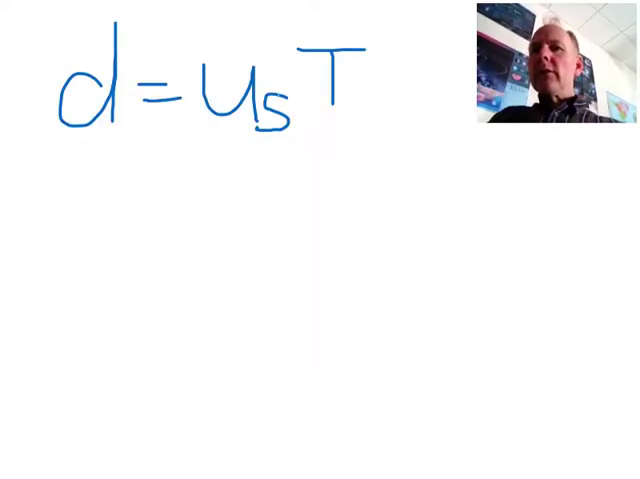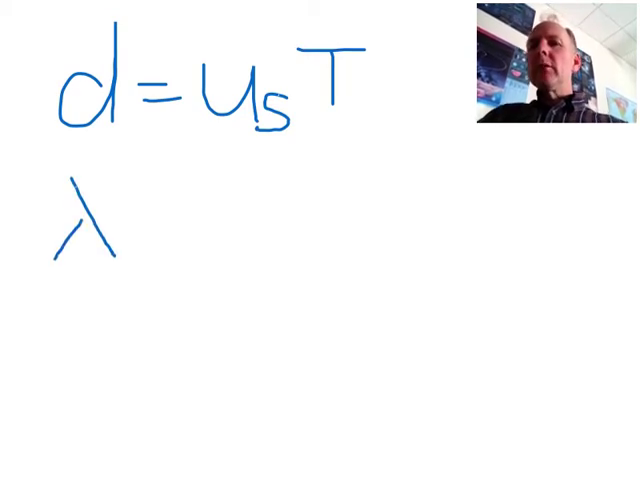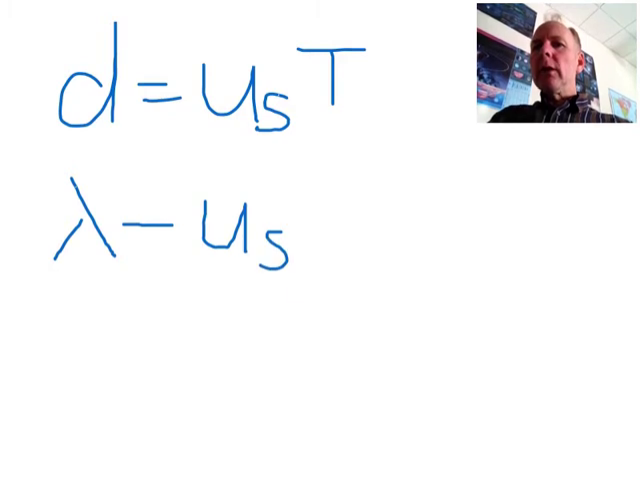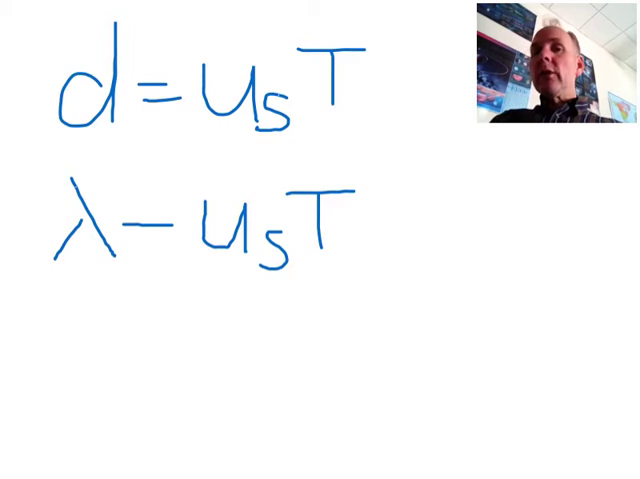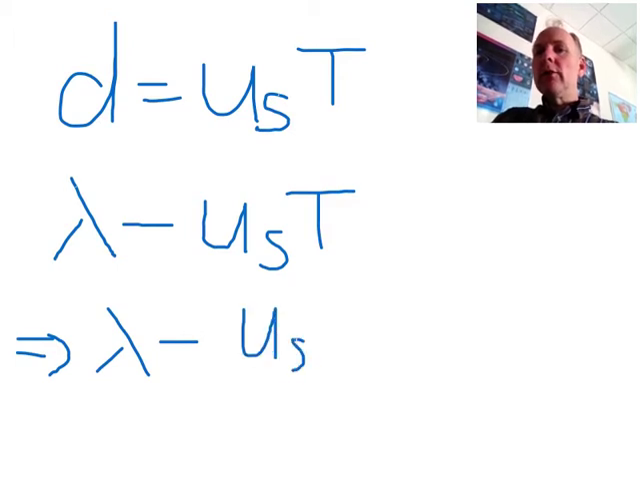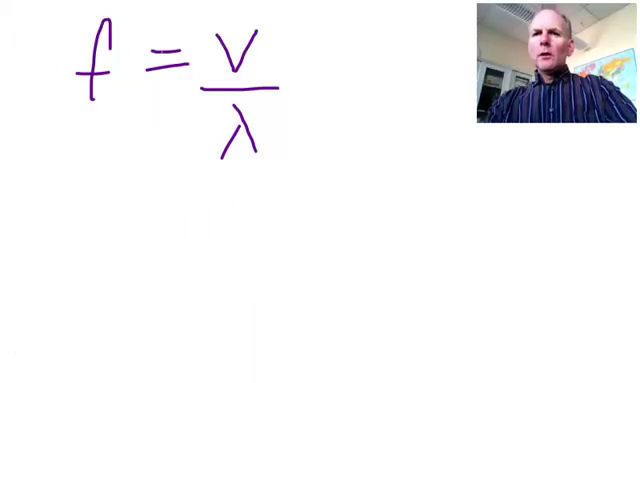The actual wavelength of the sound is lambda, but to the observer who is listening to the sound advancing, the apparent wavelength is going to be shorter by the distance moved by the source. So the apparent wavelength is going to be lambda minus u_s times t. Because the period is the reciprocal of the frequency, we could also write this as lambda minus u_s over the frequency of the source. So how does this actually affect the frequency of the sound that we hear?